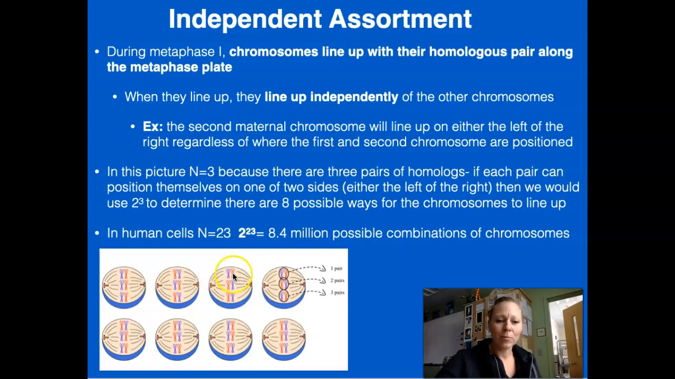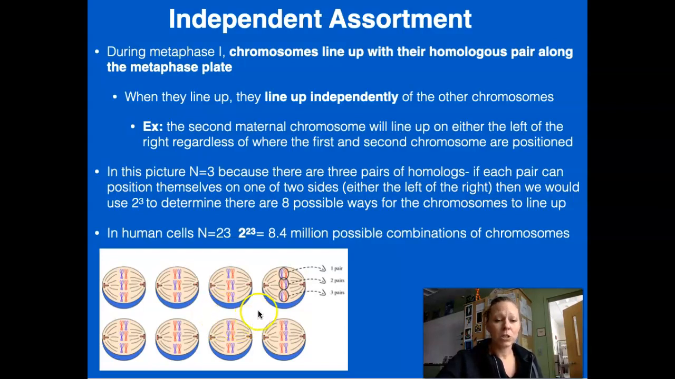Sometimes you're going to have one from dad on the left, and sometimes you'll have one from dad on the right, and sometimes you'll have 2 in a row from dad on the right, and sometimes you'll have 3 in a row from mom on the right, and they're going to line up independent of what the other chromosomes are doing. And that's why they call it independent assortment.